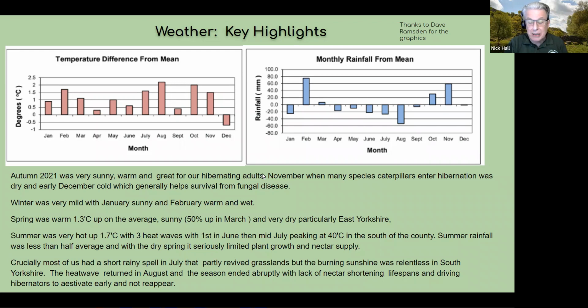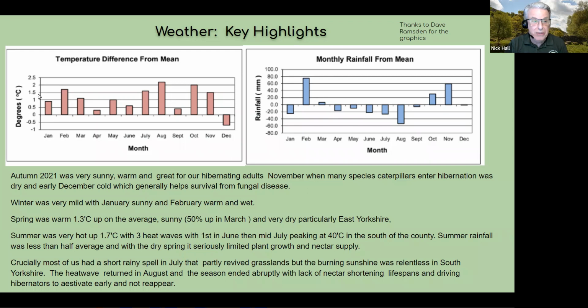The other good news about the last autumn was November, when many of our species' caterpillars, the other stage in which they hibernate, was dry. That's important because one of the main casualties for our species is November weather. If it's very wet and very warm, it's deadly for caterpillars. The other thing is, if in early December it goes cold pretty quickly, that stimulates them to go into hibernation and not come back out again, which helps obviously their survival. Winter, as you can see from up here, was very, very mild.